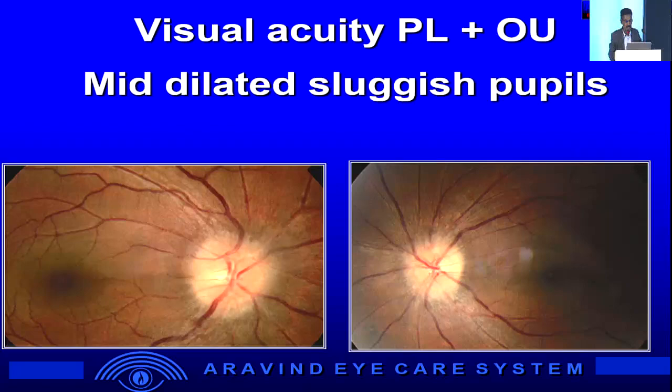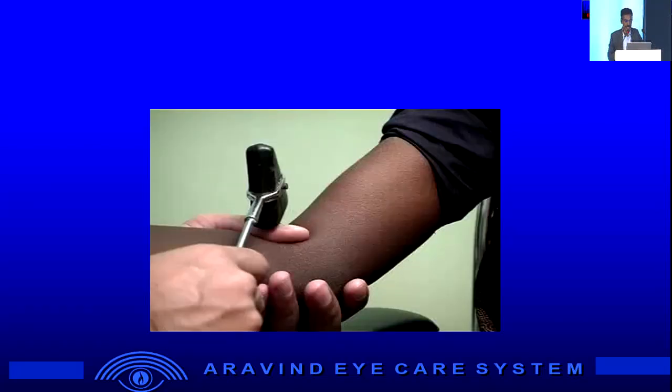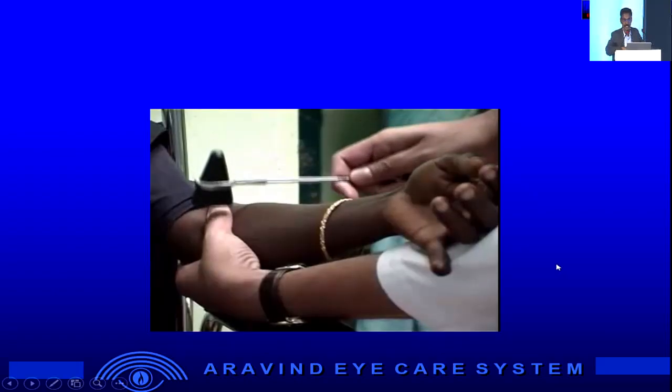You can note that this disc edema is not florid disc edema, it is just a mild degree of disc edema, which is less likely to be a papilledema, as well as the fact that the visual acuities have gone down acutely also will make us think of a diagnosis other than papilledema, and in this case, it's an optic neuritis.